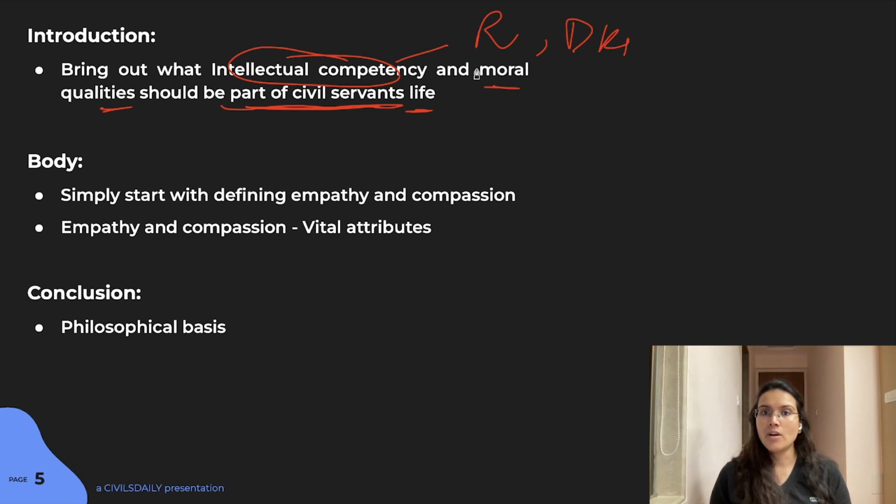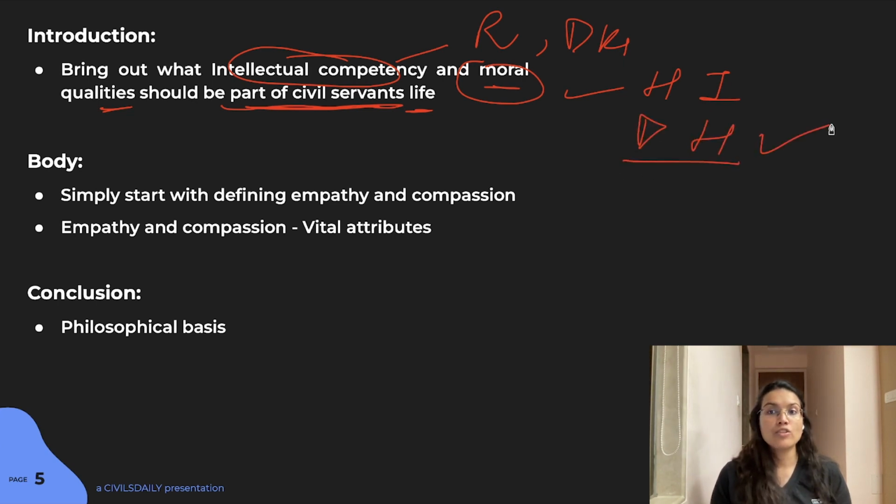Next is the moral qualities. So again, even compassion and empathy are kind of moral qualities. But since we're bringing it as part of our introduction, we can highlight some others. Like we can talk about honesty, we can talk about integrity, we can talk about being dedicated to services, we can talk about being humble, right? So these kinds of moral values you can highlight and basically show how these two are actually a very important part of civil servants' life, right?